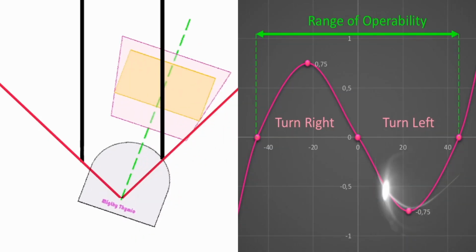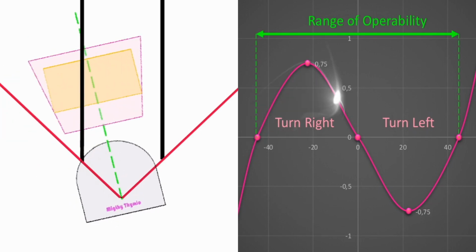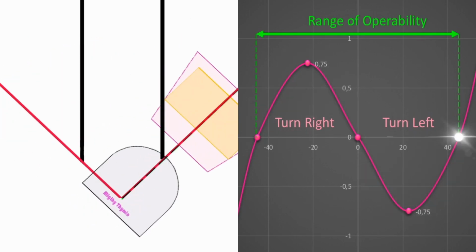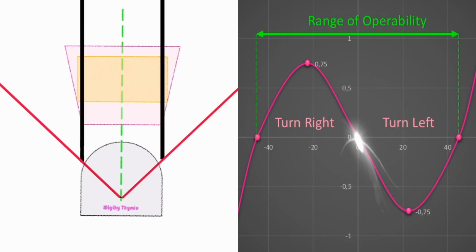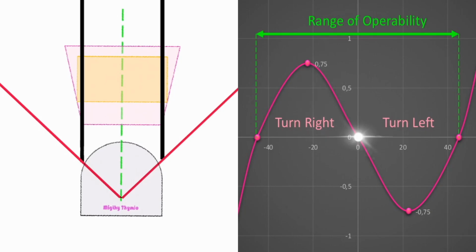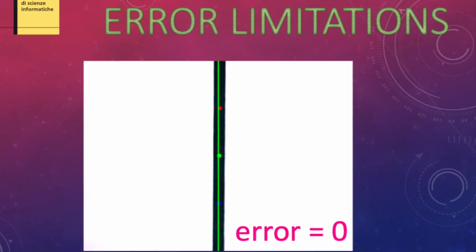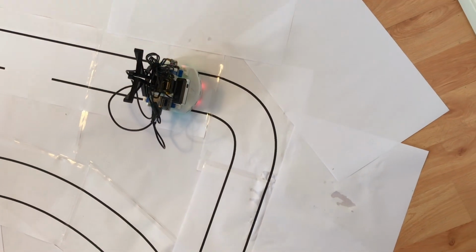However, the error function presents limits. This animation shows the error trend when rotating the robot in place while facing a straight street pattern. For angles out of the range plus or minus 45 degrees, the error sign is inverted, resulting in a wrong control action. For this reason, the error value must be kept inside the range of operability shown. These are examples of the limitations of the robot's control strategy.